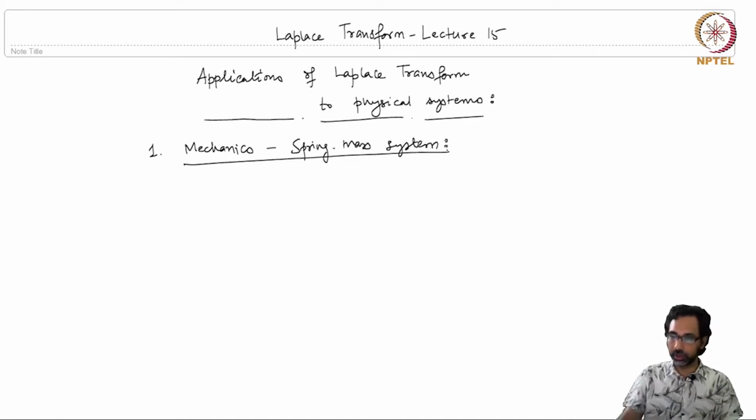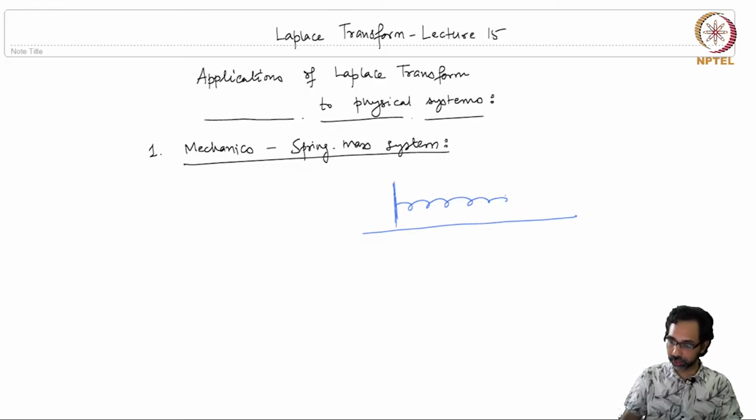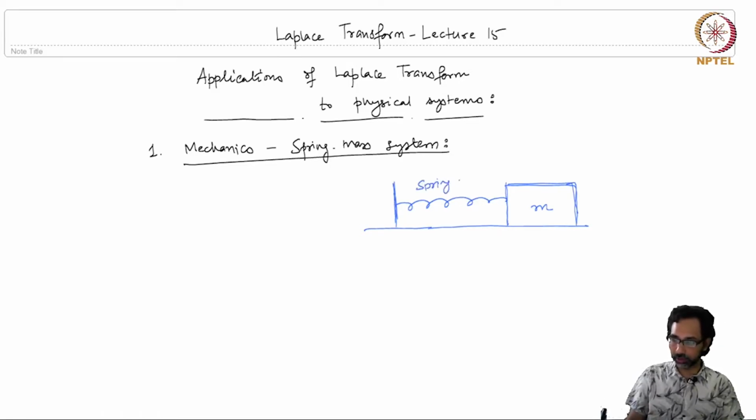So here you have a mass attached to a spring. This is a spring and you have a mass attached at the end. You have a body of mass m attached at rest position, and this spring has spring constant k.